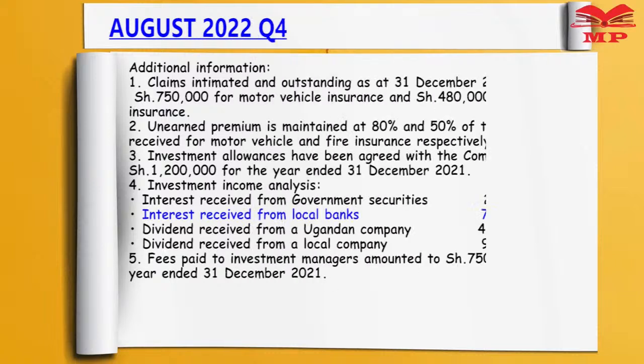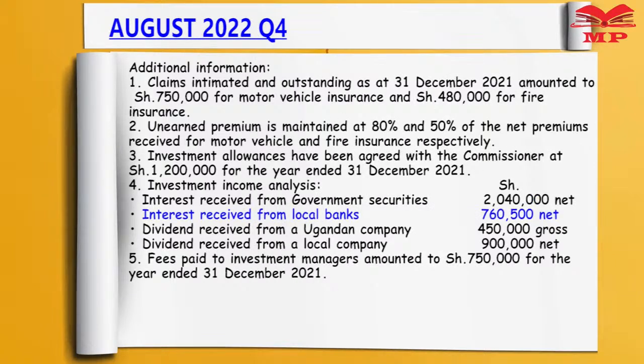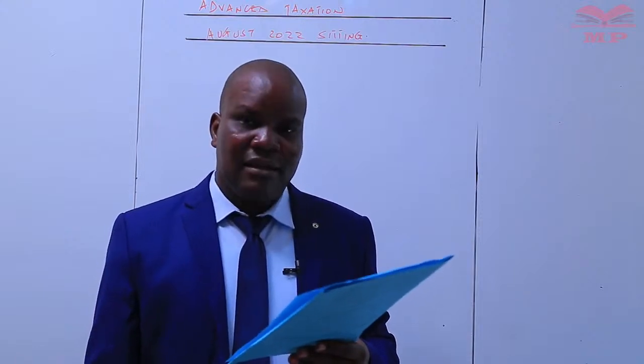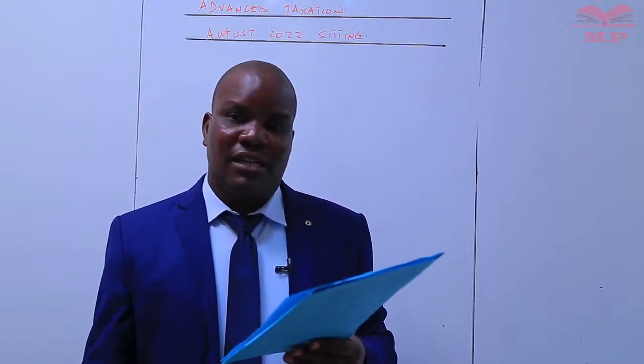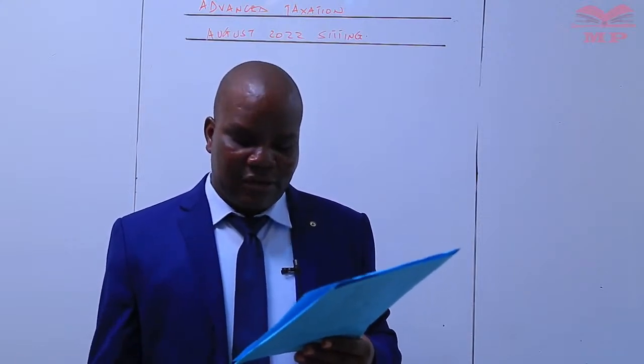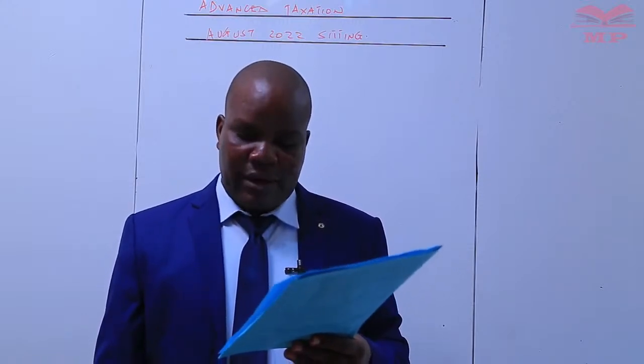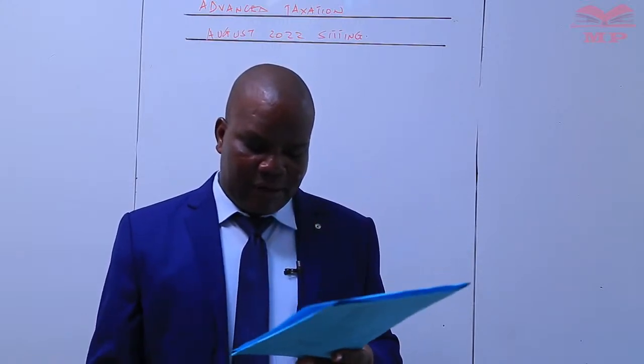Next, we have interest received from local banks. Interest received from local banks, 760,500 shillings net. Net again means after withholding tax of 15% has been deducted. The treatment is the same. We shall gross the amount, tax the gross amount, deduct the withholding tax already paid when computing the tax liability.